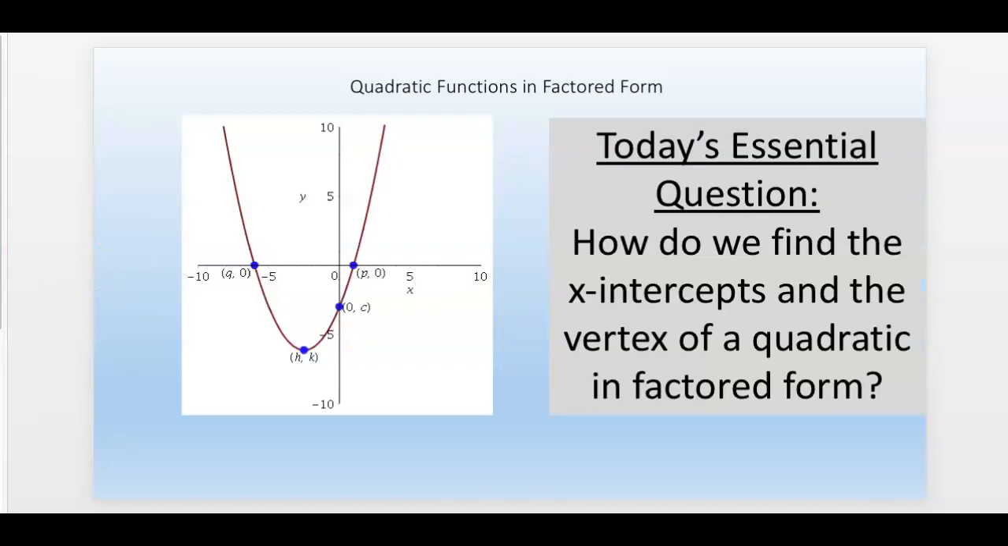Today's essential question: how do we find the x-intercepts and the vertex of a quadratic in factored form? You need to find the vertex in order to graph it. How do we get that h, k?